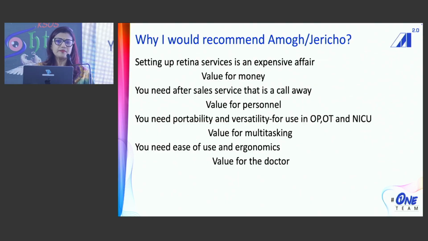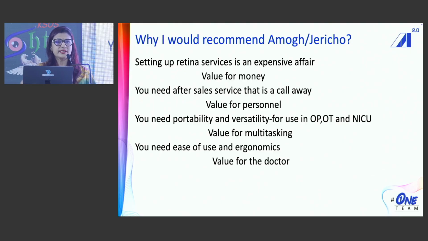Now, just one part about why I would recommend that you buy, if you're planning to set up a clinic, a retina services unit, why I would recommend you to go for the Appasamy unit is, one, when you are setting up a retina unit, it is very, very expensive. All the equipments are expensive. And if you look at the cost effectiveness of the Appasamy laser, it is about 3 times less than their competitor. So that gives you really good value for money.